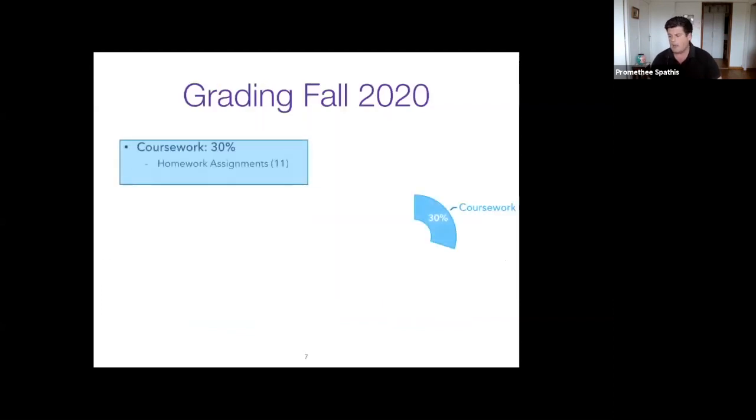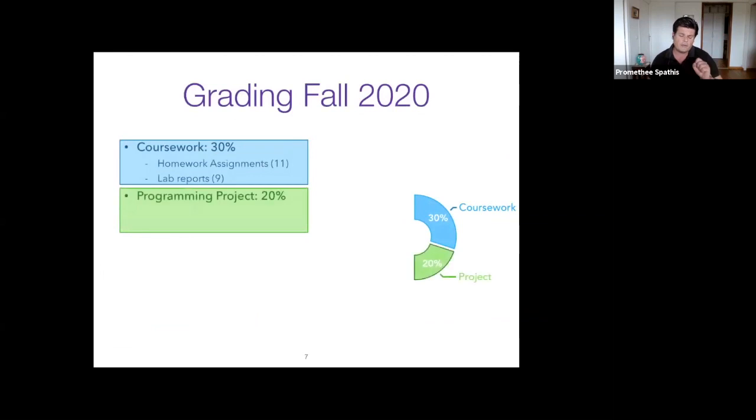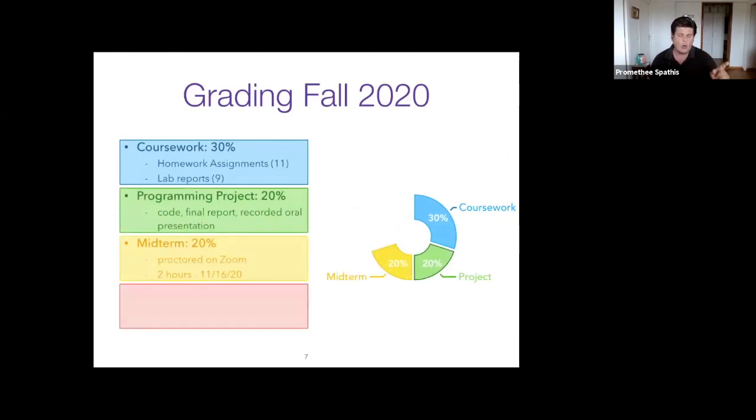Regarding the grading, we have four main components. We have the coursework, including the homework assignments that I just showed you and the labs. There are 11 homework assignments and 9 lab reports. Then we have a project, the course project the students do over the duration of the term. The combination of those two components is 50% of the final grade.